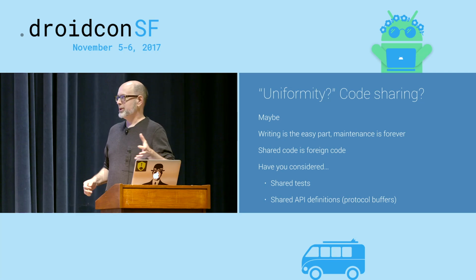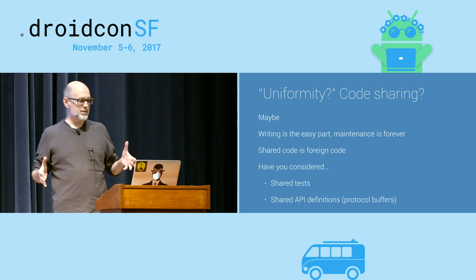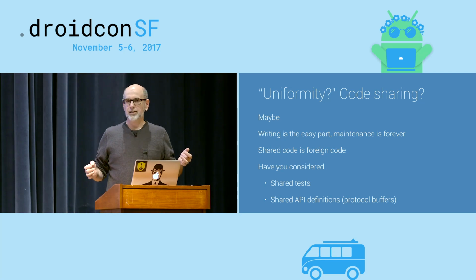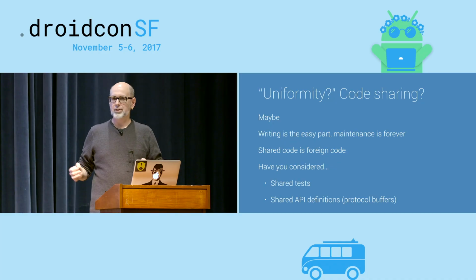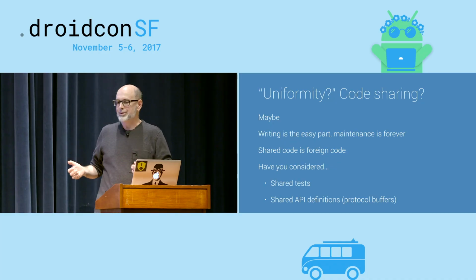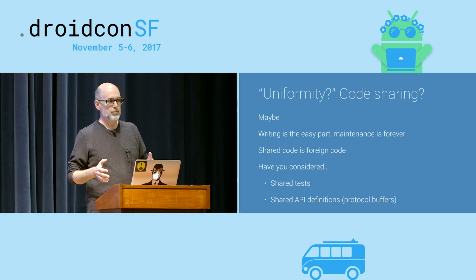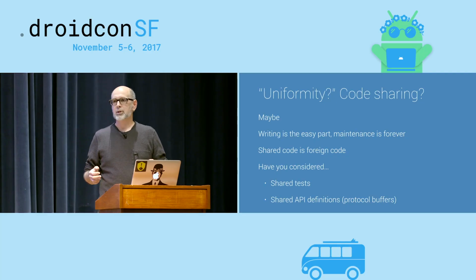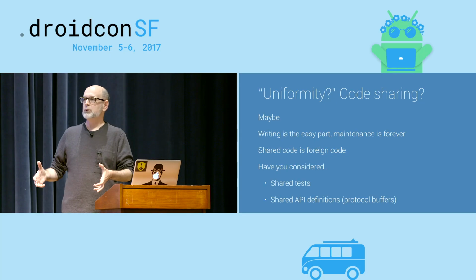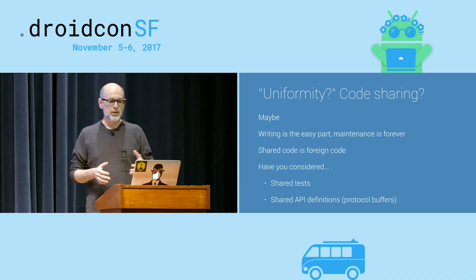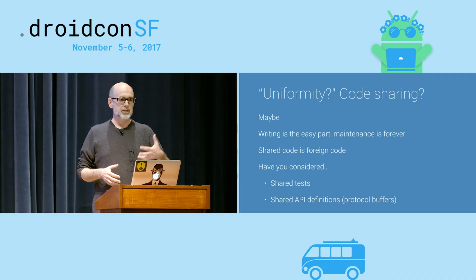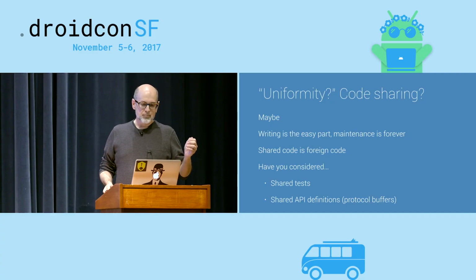So when I say uniformity, probably the first thing that comes to mind is code sharing. And the answer to, is this a code sharing talk, is maybe, probably not, no, but sometimes. The goal of the patterns that we laid out was to make sure that code sharing was possible when it was necessary, but by no means to expect it to be what is always going to happen or even common.